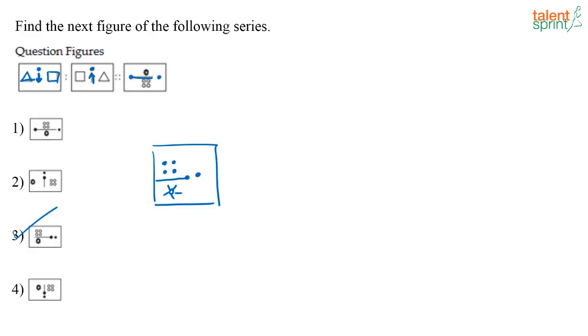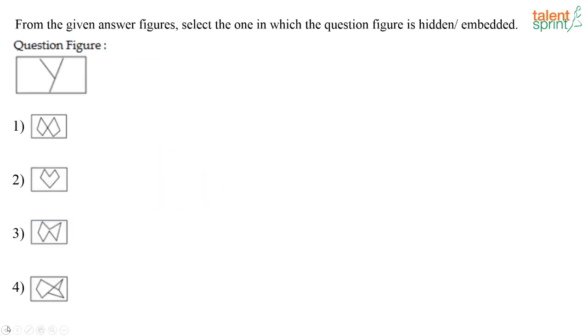So when you look at the given question here, what will be the thing? The dot will remain as it is, this will change its direction, look like this, and these two will get interchanged. So this answer should be option 3. Next one, fairly easy one.